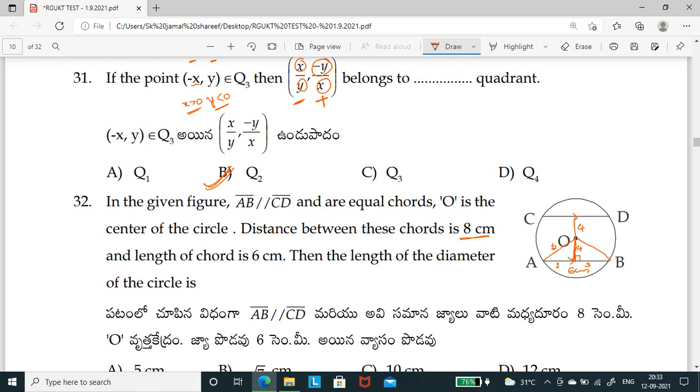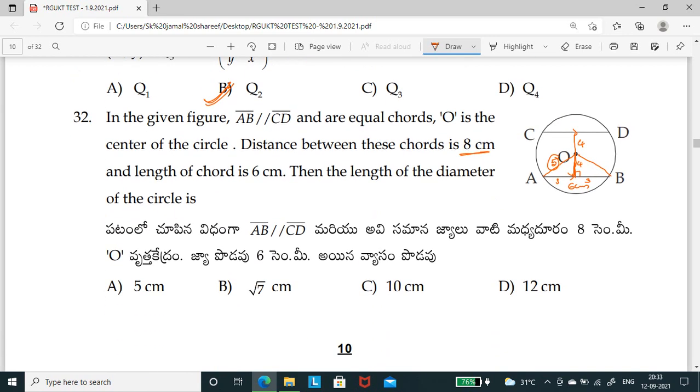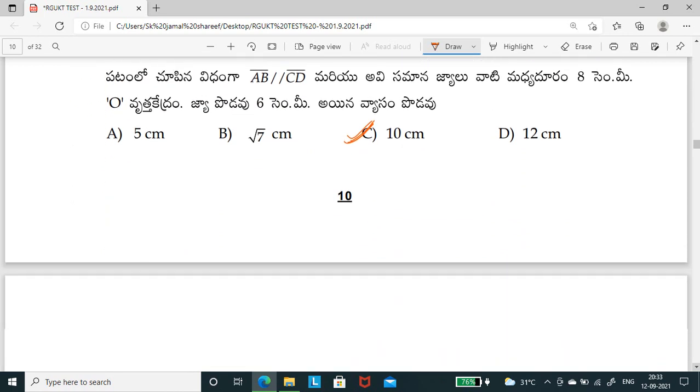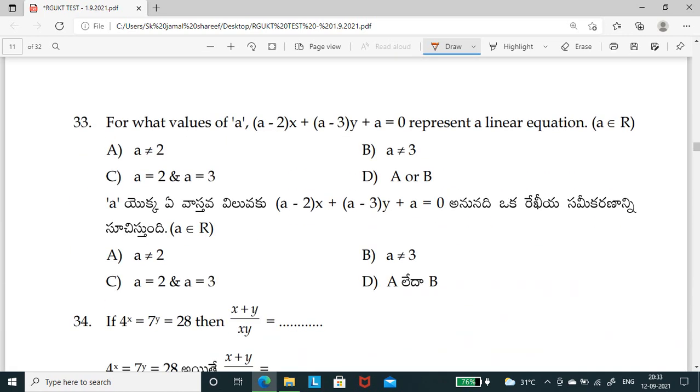So clearly by Pythagoras theorem, 3, 4, 5 is the configuration. So radius is 5 centimeters, but what did he ask? Diameter, hence diameter is 10 centimeters. Right, next moving on to question number 33.